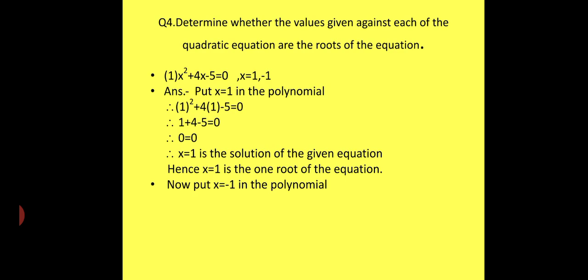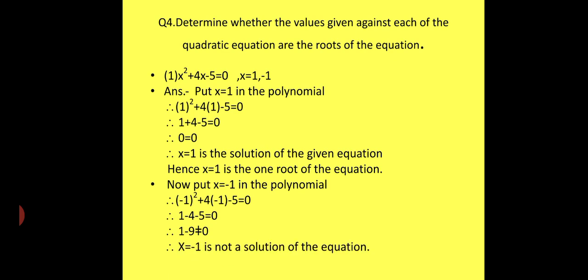Now put x equal to minus 1 in the polynomial. Minus 1 bracket square plus 4 into minus 1 minus 5 equal to 0. 1 minus 4 minus 5 equal to 0. Minus 8 not equal to 0. Therefore, x equal to minus 1 is not a solution of the equation.